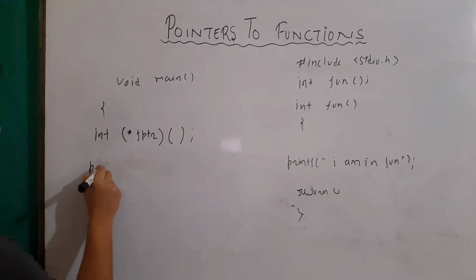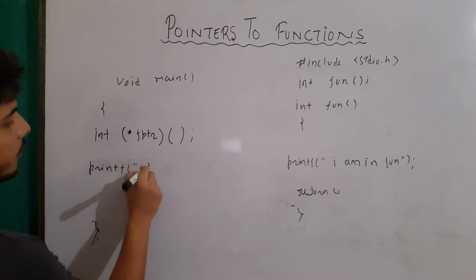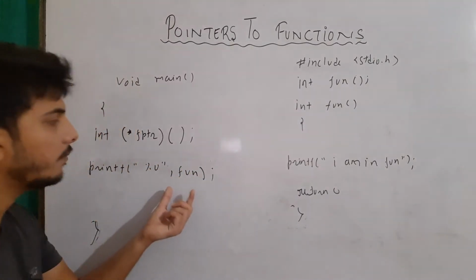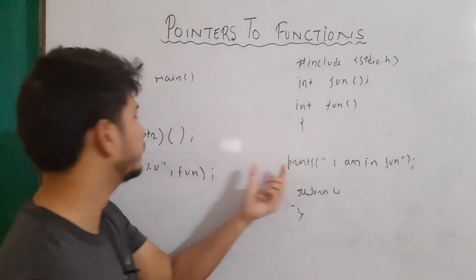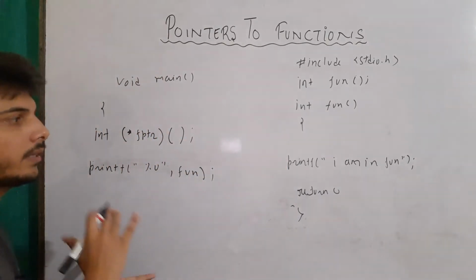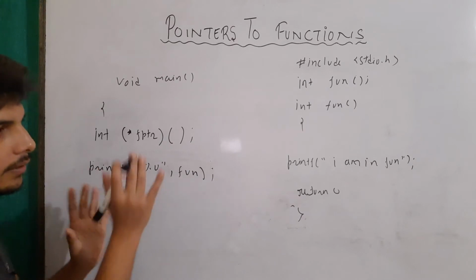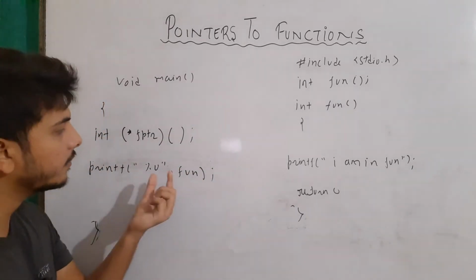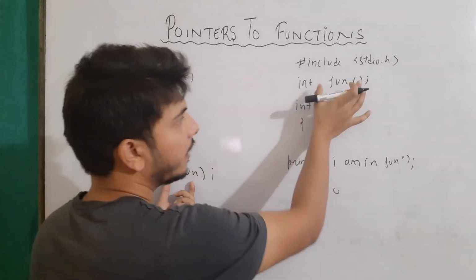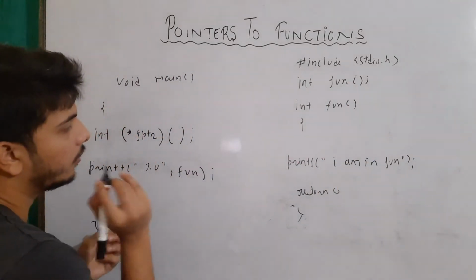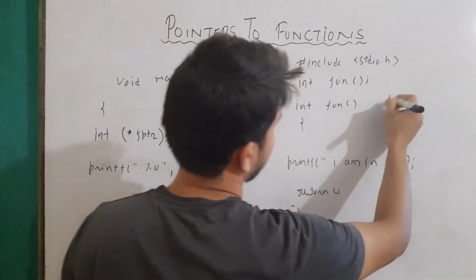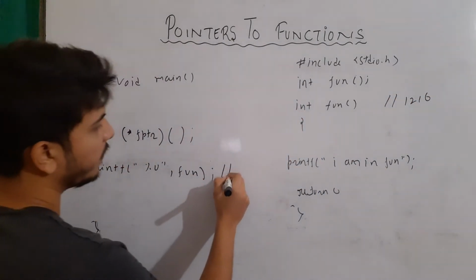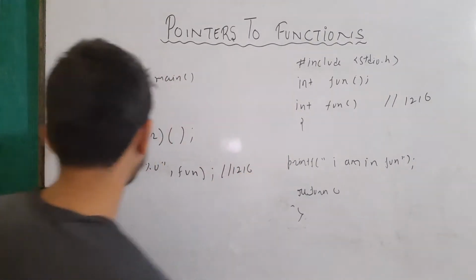After that, I'll write here printf %u and then fun. Now in this case, it will give me the address of our function. Now the function is allocated memory in the stack, and that particular stack memory will also have some address, right? So in this case, it will give me the base address or the address of our function. Let's say our address is 1216, so here it will give me output as 1216, right?